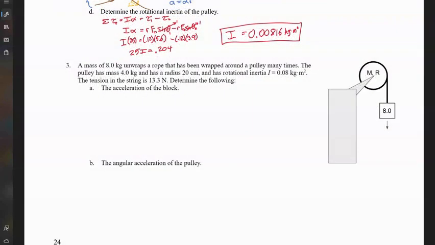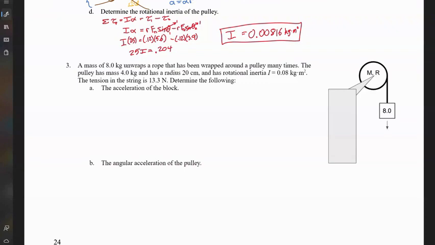Okay, moving on to our next problem here. Number 3, we've got an 8 kilogram mass unwrapping a rope that's been wrapped around a pulley many times. And this is something that I forgot to mention, as the string pulls down, it unwinds and it spins the pulley.